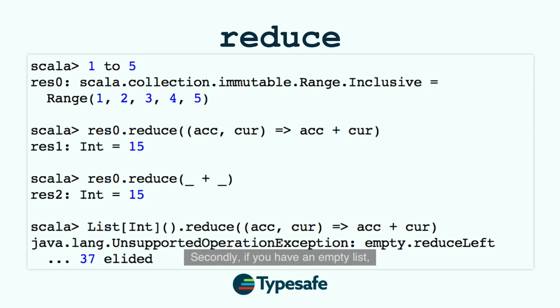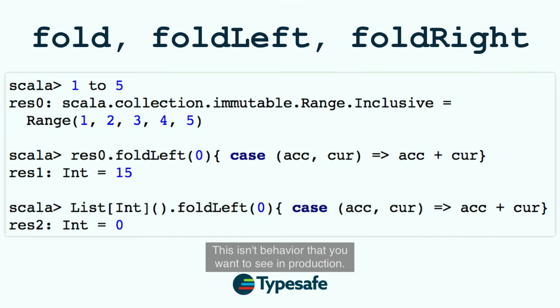Secondly, if you have an empty list, as we see at the bottom of this slide, and we try to perform the exact same reduction, we get an unsupported operation exception because we have an empty list and we're trying to reduce it. This isn't behavior that you want to see in production. The way to get around that is to use the more general fold functions.